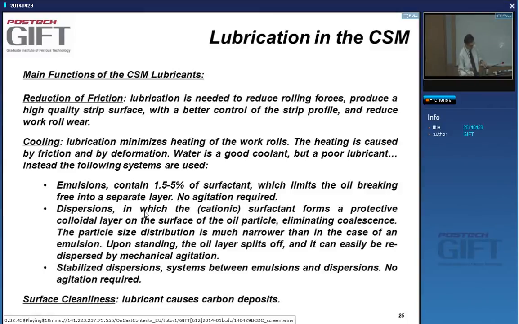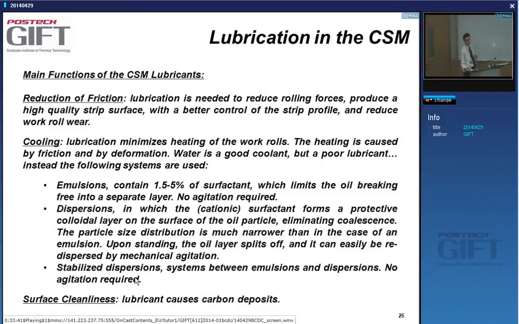A dispersion is where we have added surfactants, which form a protective colloidal layer on the surface of the oil particles. Again, the reason why we do this is to eliminate coalescence of the oil film. What's the big difference between a dispersion and an emulsion, because they're rather similar, is that the control of the oil particle size distribution is much narrower than in the case of an emulsion. And in a dispersion, the oil layer will tend to split off. And so you need to keep a dispersion well dispersed by agitating it, by mixing it, basically.